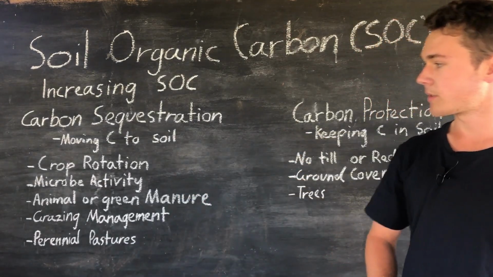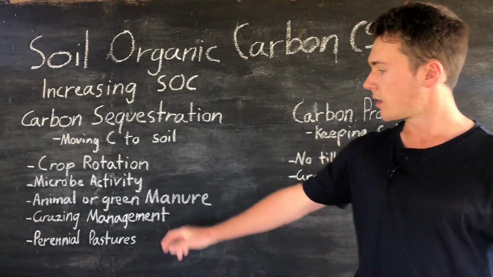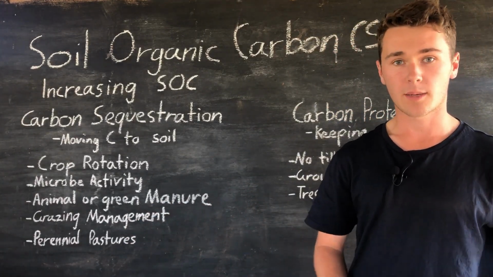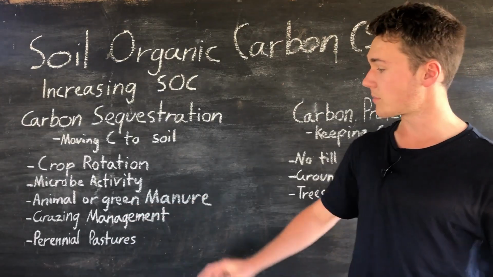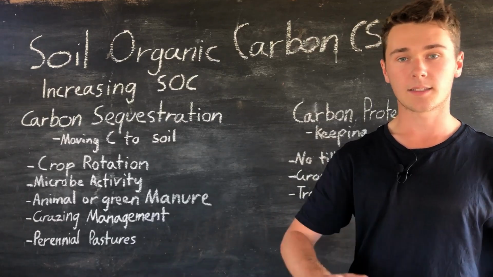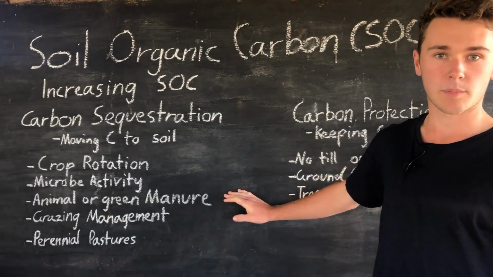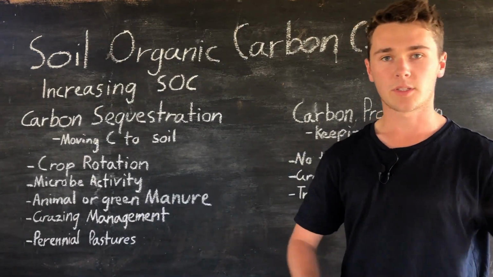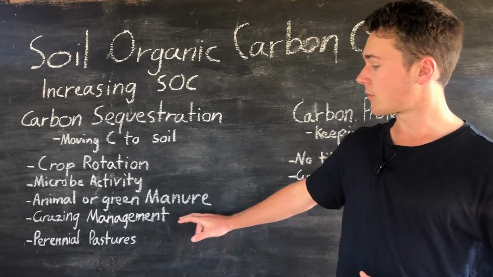Animal and green manure. Animal manure, we know what that is. It's manure from animals. Green manure is actually not a manure like animal manure, but rather it's just plant mass. Say you slash a paddock and you just leave that matter on the surface and then you let that decompose. This increases the amount of organic matter there is to decompose, and then that will increase our soil organic carbon. So the next one is grazing management.